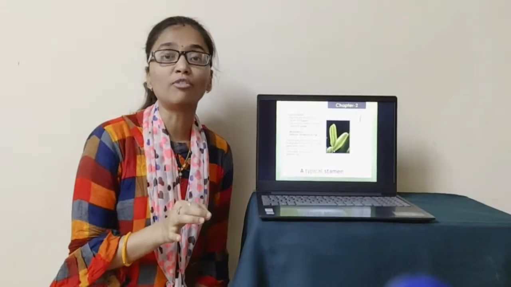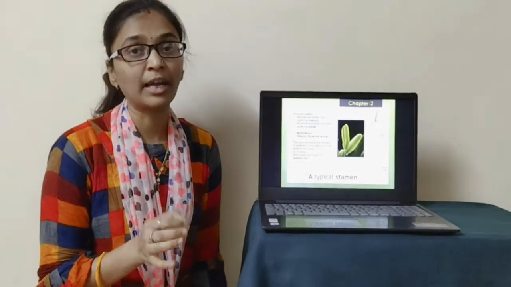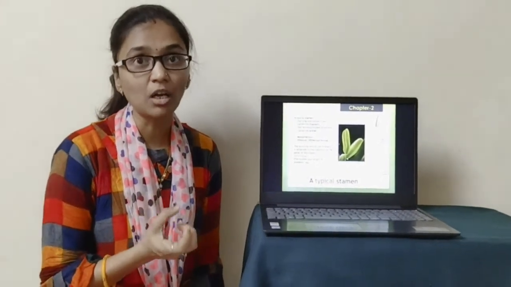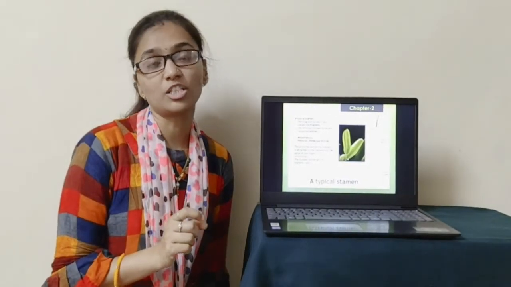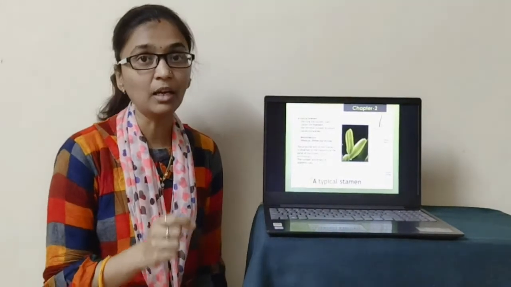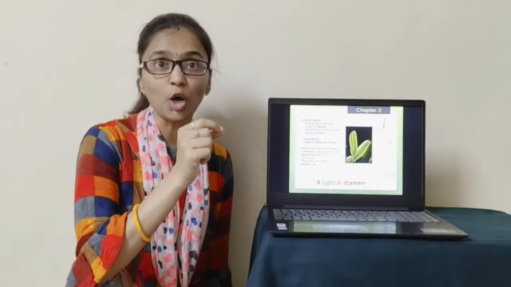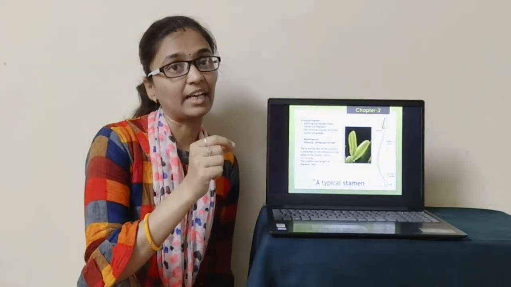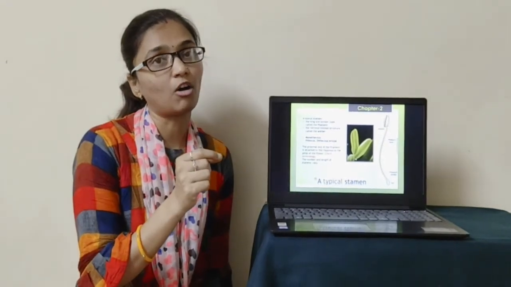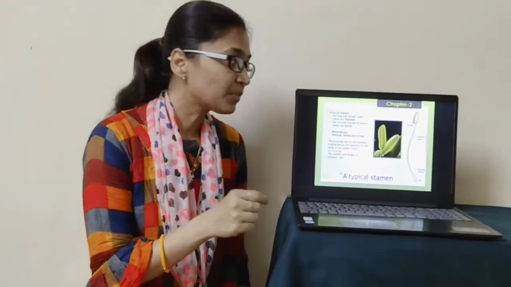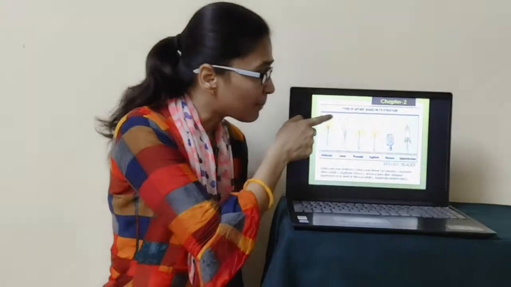Now each lobe of the anther is connected. It should be connected by some connection. So it is connected by a tissue which is known as connective. The filament is attached to the anther. Anther is having two lobes, and these two lobes are connected with each other by a tissue called what? Connective.